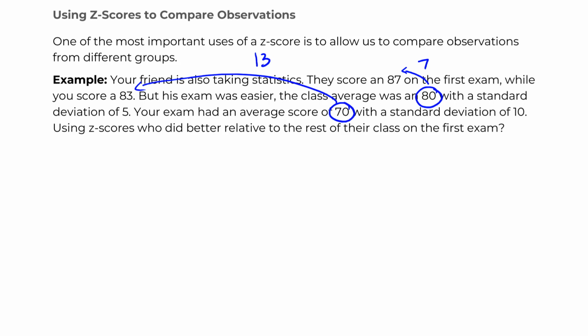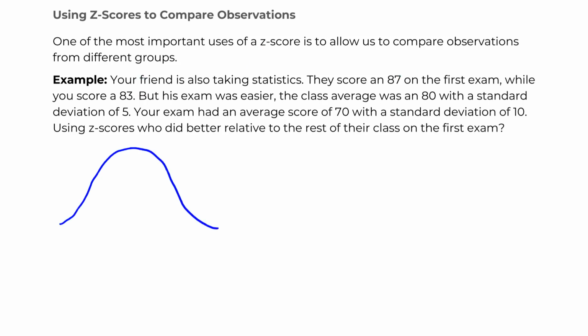But that's where the standard deviation matters, how spread out everything was. So his class had a standard deviation of 5, while yours had a standard deviation of 10. So this time I'm going to use the empirical rule a little bit, not to put out the percentages, but just to give us a little drawing of what's going on here. We'll go ahead and assume we have little normal distributions here, which is probably untrue, but it's going to make our drawings a lot easier.